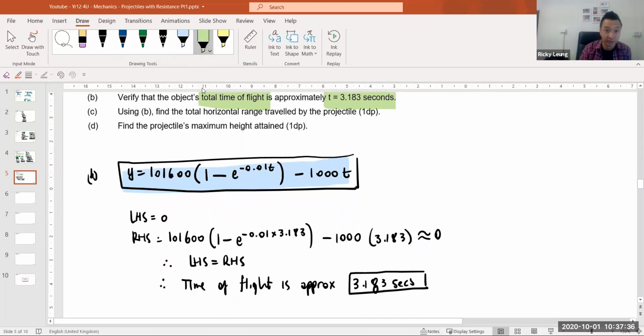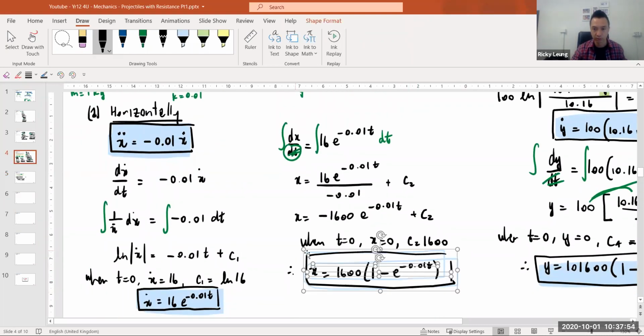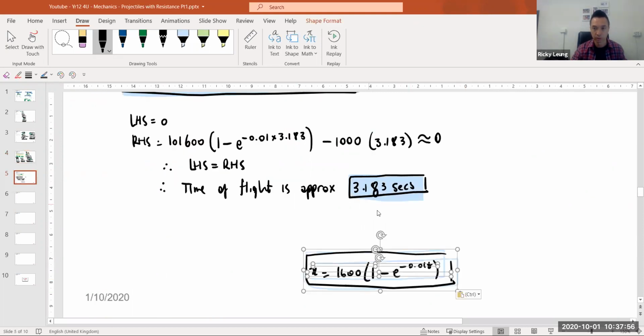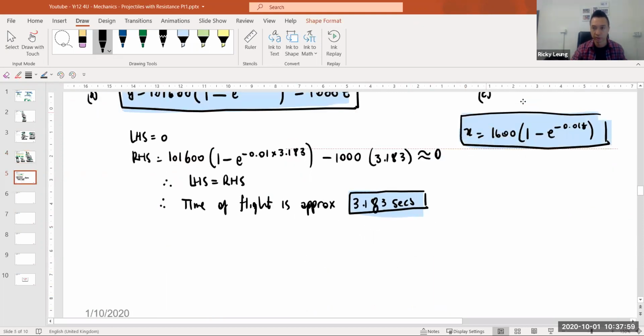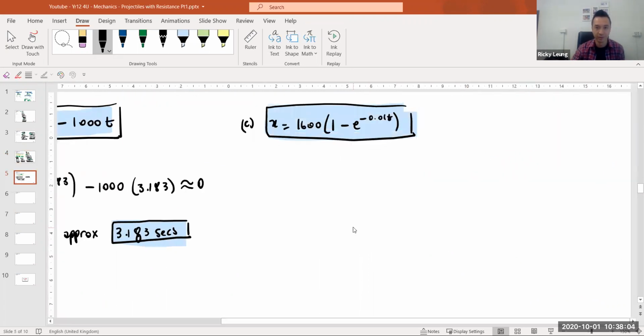Now, very easy. Total time of flight. Total horizontal range. I found the time of flight. Sub this into the x expression, right? So once again, let's go back and borrow some formulas. Where's my expression for horizontal? There it is. Perfect. Borrow this and slap it up here. And all I'm going to do is just sub in t equals 3.183, because that would be my total time of flight.